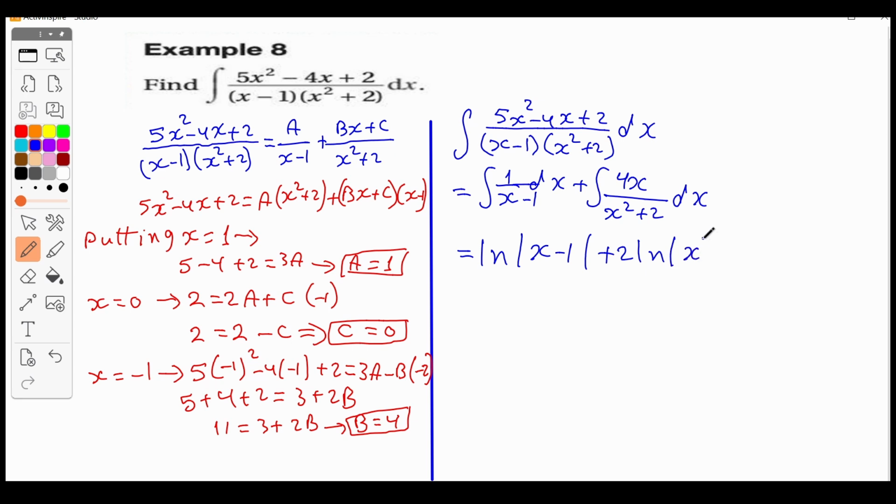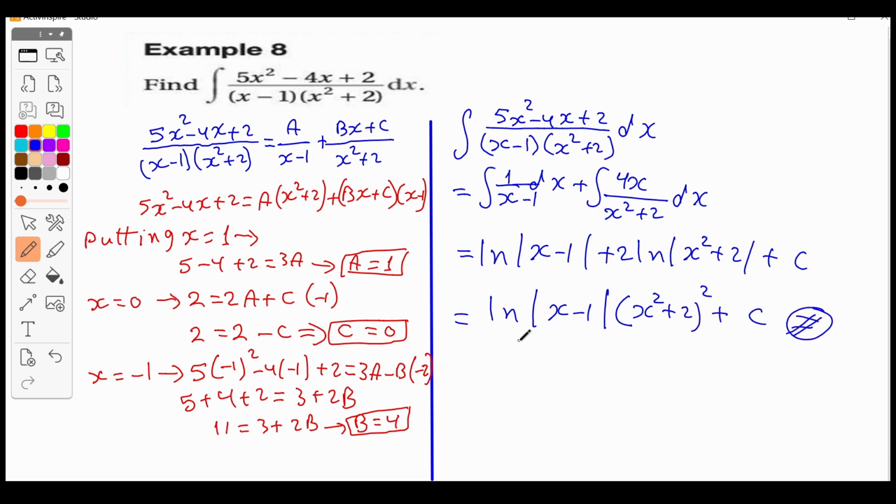Of the modulus x squared plus 2, then plus c. You know that ln plus ln will be ln of the product of these two quantities. And because of this 2, we can take this 2 as a power, as we have studied before in the logarithm rules. So the final answer will be ln of the modulus of x minus 1 times the quantity x squared plus 2 squared, then plus c. This is the answer of this question.